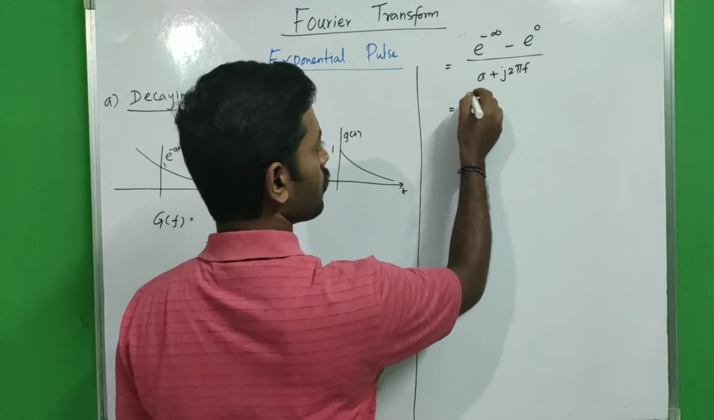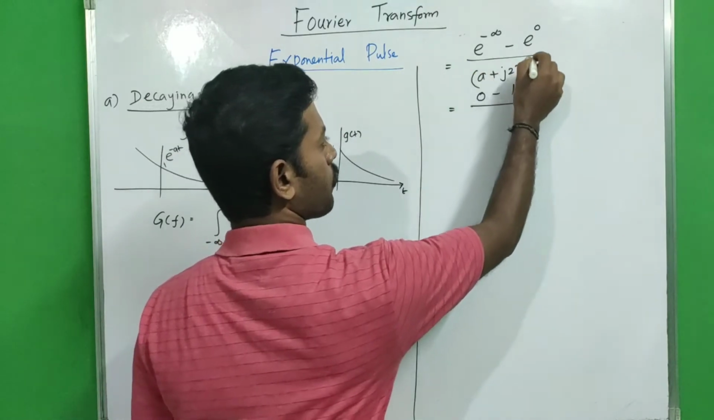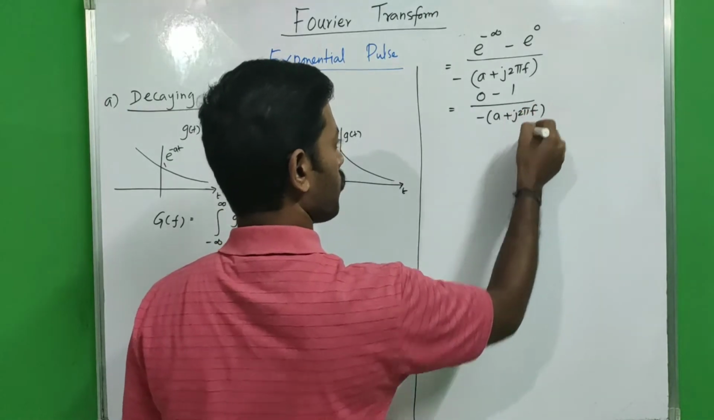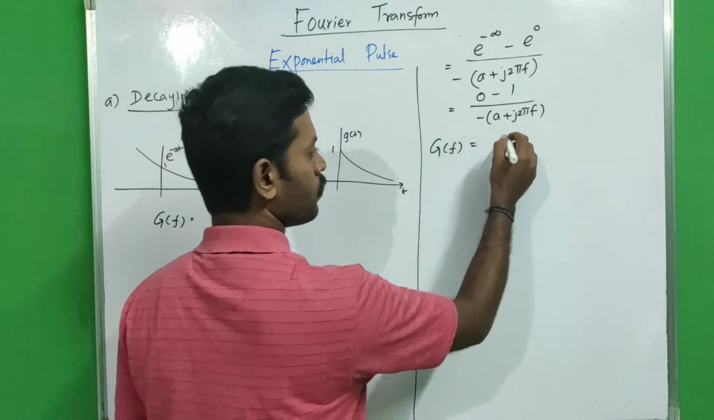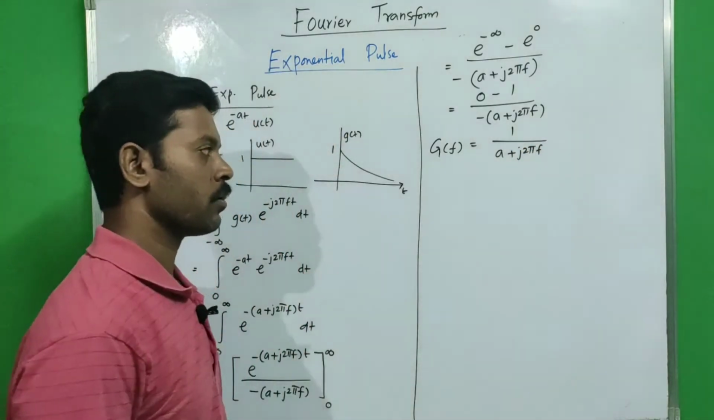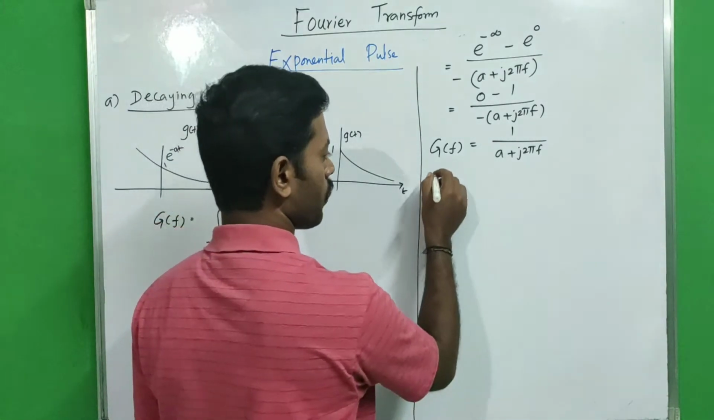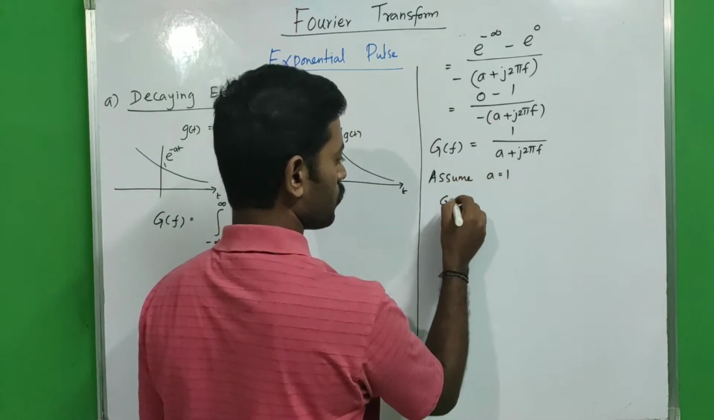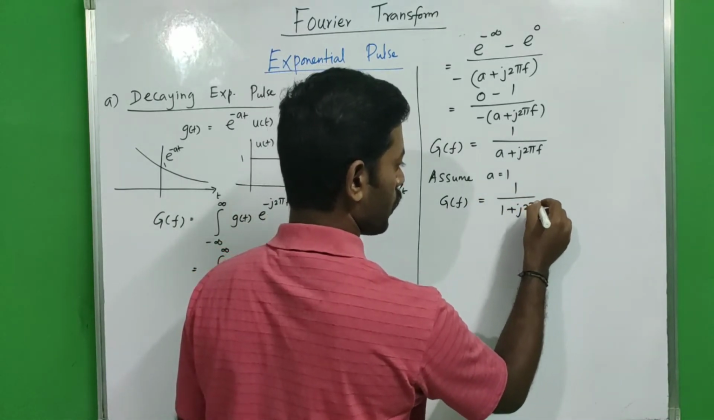Now we simplify this. E power of minus infinity is 0, minus 1, divided by minus of a plus j 2 pi f. So after simplification, the Fourier transform G of f equals 1 divided by a plus j 2 pi f. For simplicity, to draw the magnitude and phase spectrum, I am assuming the value of a equal to 1. With a equal to 1, G of f is equal to 1 divided by 1 plus j 2 pi f.